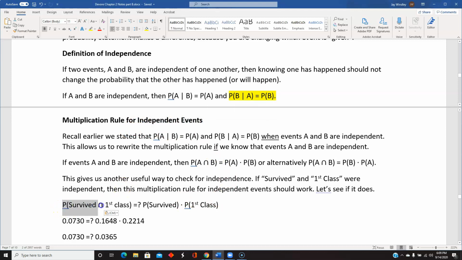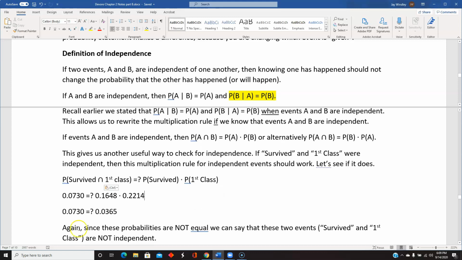So probability of survived and first class, we already know that's 0.730. The probability of survived, we know, and the probability of first class, we know. So we multiply these two, we get 0.03, and we see if it's equal to the and probability, and it's not. Because this multiplication did not work out, that's how we know that the two events are not independent. Because if they were independent, this multiplication would work out.